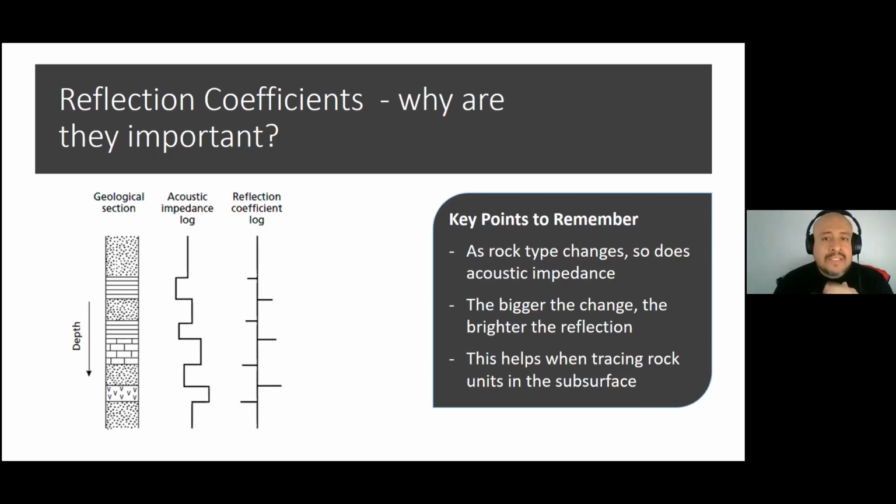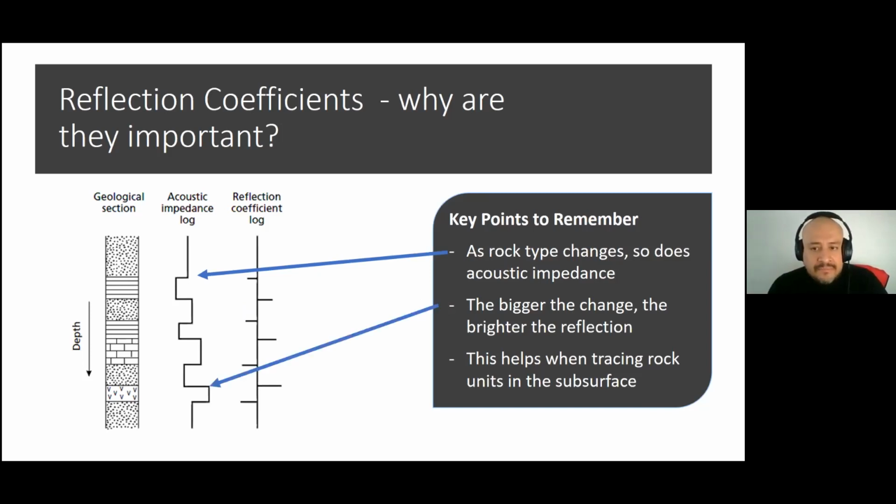Okay, this is really important for us, because just using seismic data, using these kinds of tools like acoustic impedance and reflection coefficient, we're going to know more or less which kind of rocks we are dealing with. Okay, and these are going to provide us information on where in the basin we are located. So why are they important? Any change in rock type means a change in acoustic impedance, okay? The bigger the change in acoustic impedance, the brighter the reflection, okay?